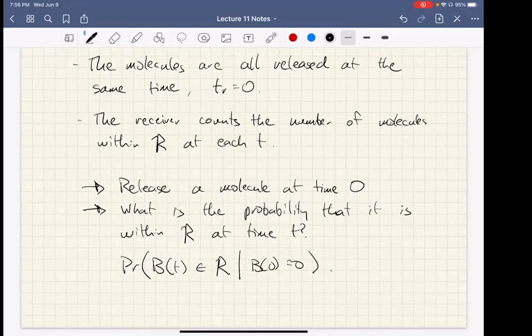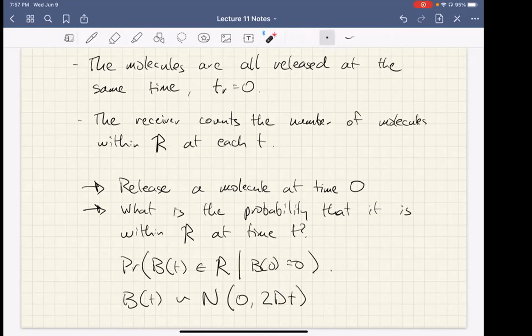Well, we also know that B of t is distributed Gaussian with mean 0. There's no drift here. You can easily modify everything that I'm talking about in order to take drift into account. So B of t is normal with mean 0, variance 2Dt, where D is the diffusion coefficient.